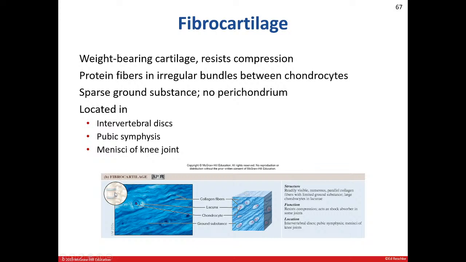All right, and then also in the pubic symphysis, which joins the two halves of the pelvis together in the front, and then also in the menisci of the knee joint. The menisci are basically pads inside the knee joint. They're pads in there that resist compression, and they're made up of fibrocartilage.